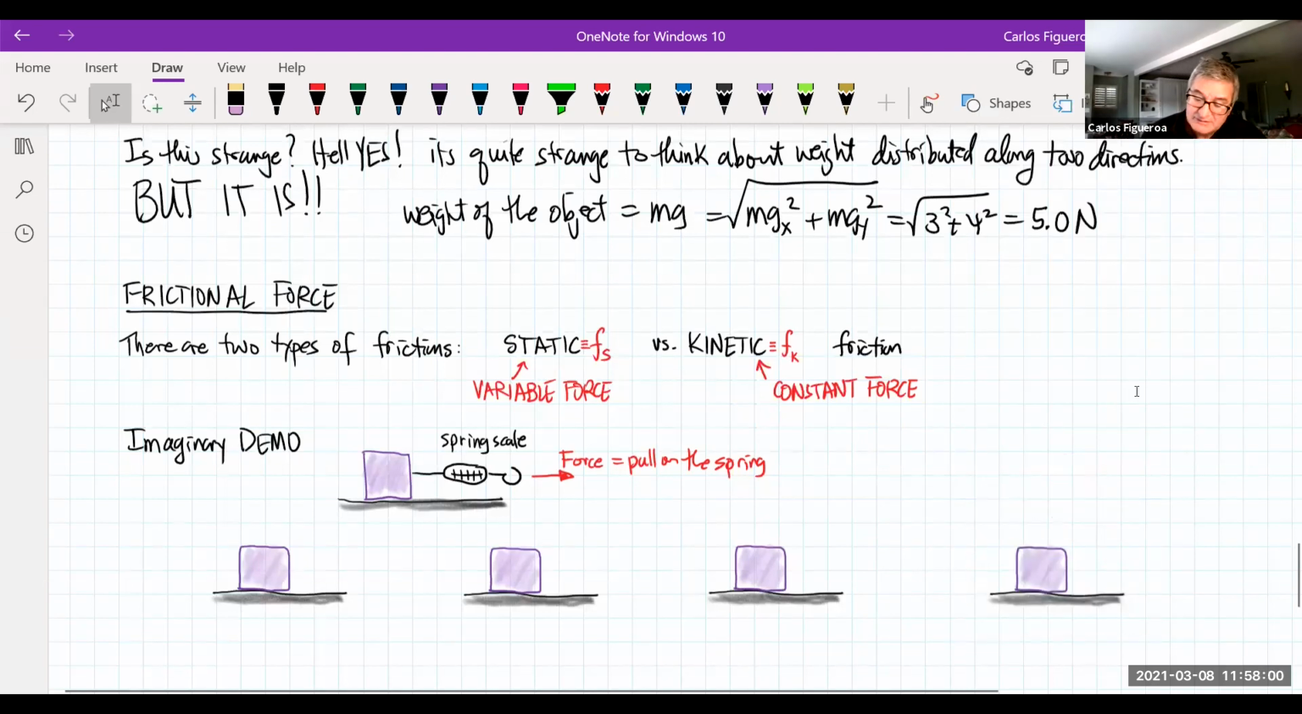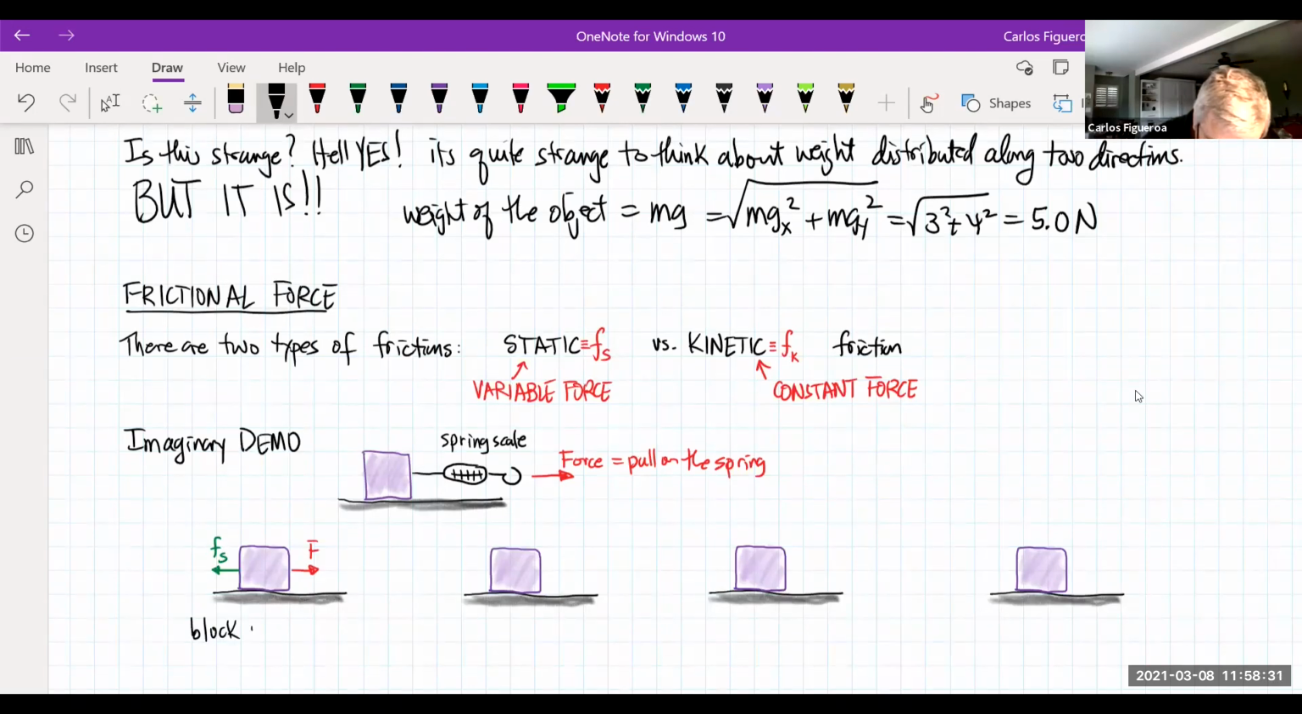Okay, so now let's look at the situation. I'm only going to pull a little bit, with a little force. And what happens here is that because of the friction at the surface, the friction, which is opposite of what I'm doing here, is like this. Now, this is static. So what we say here is that the block remains at rest.